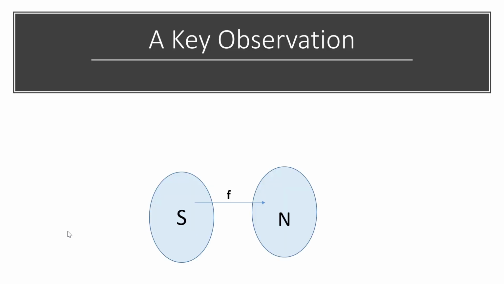A key observation is that given a set S, if we can find a one-to-one function from S to N, then we can say something about the cardinality of S and N. That is, we know the number of elements in S is less than or equal to the number of elements in N. That is, each element in S has a unique image in N, and N can also have more elements than S. This implies that the cardinality of S is less than or equal to the cardinality of N.